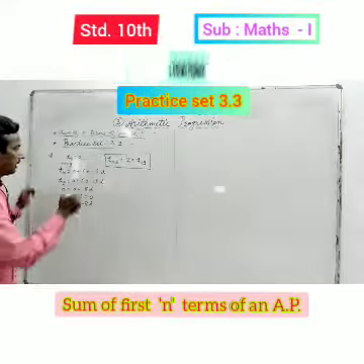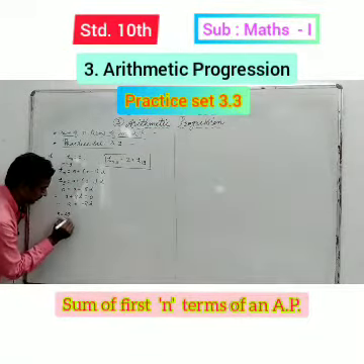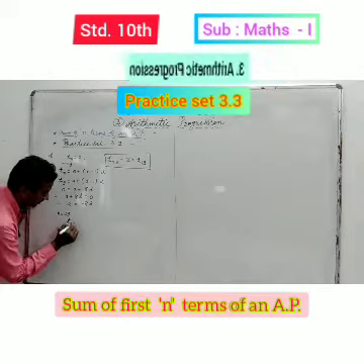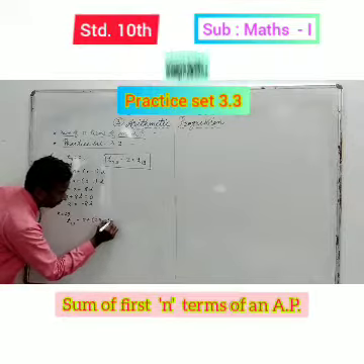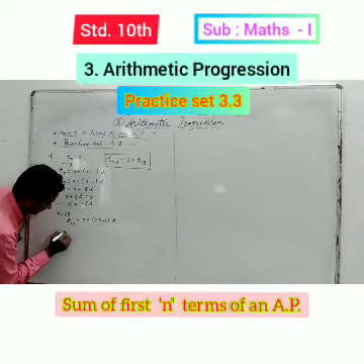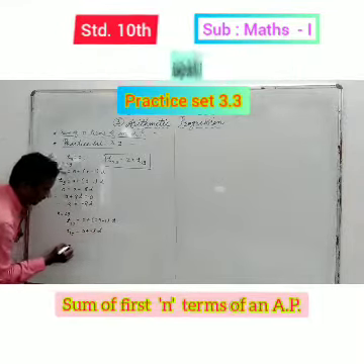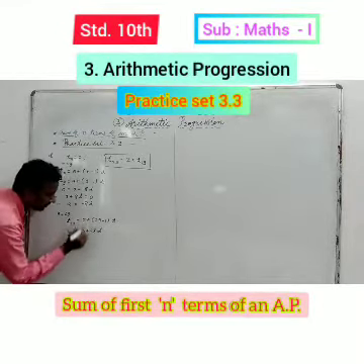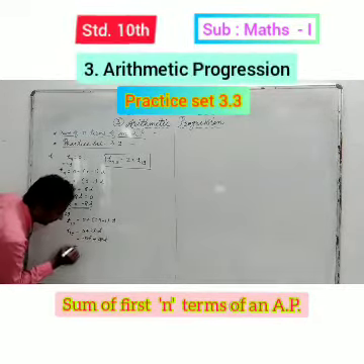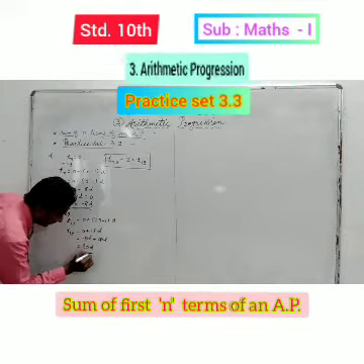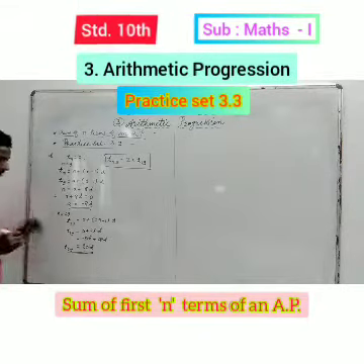Now find the T29 term and T19 term. Take n equal to 29, then T29 equal to a plus (29 minus 1) into d. T29 equal to a plus 28d, but the value of a is minus 8d. Minus 8d plus 28d means we will get 20d, so the value of T29 is 20d.